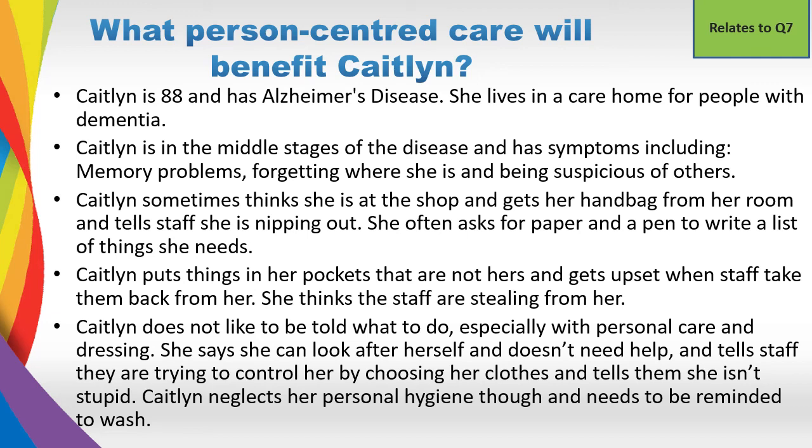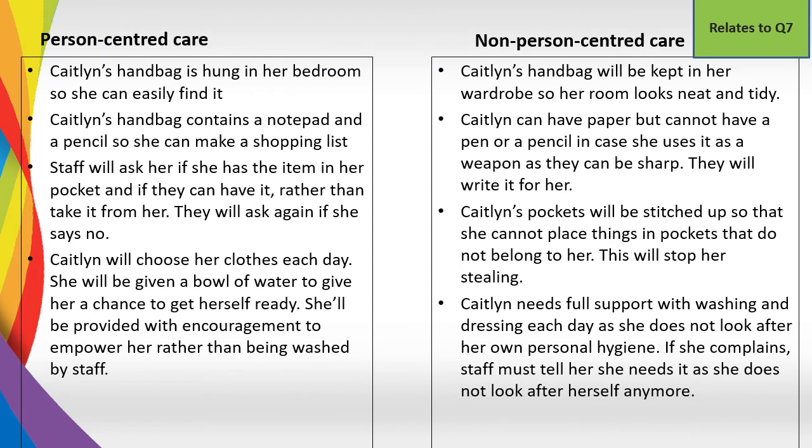Caitlin does not like to be told what to do, especially with personal care and dressing. She says she can look after herself and doesn't need help, and tells staff they're trying to control her by choosing her clothes, and tells them that she isn't stupid. Caitlin neglects her personal hygiene though, and needs to be reminded to wash. So let's look at a contrast of person-centred care versus non-person-centred care. For person-centred care, Caitlin's handbag will be hung in her bedroom so she can easily find it. Whereas in non-person-centred care, Caitlin's handbag will be kept in her wardrobe so her room looks neat and tidy.